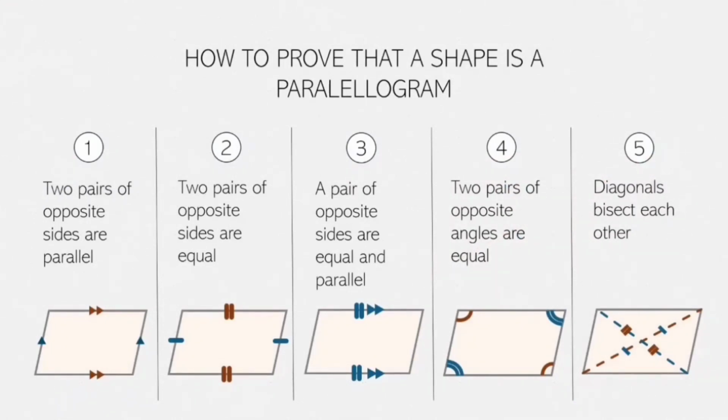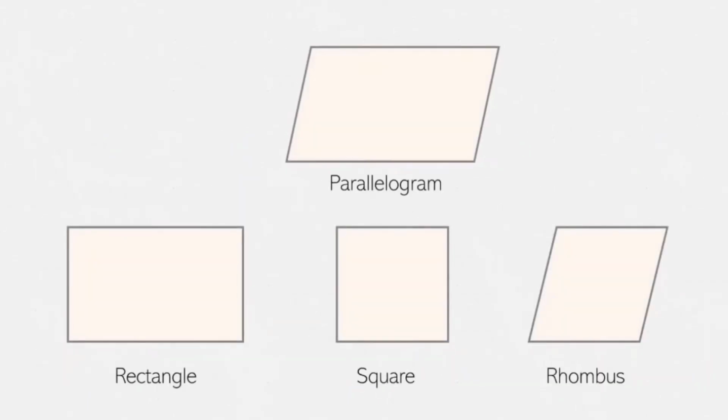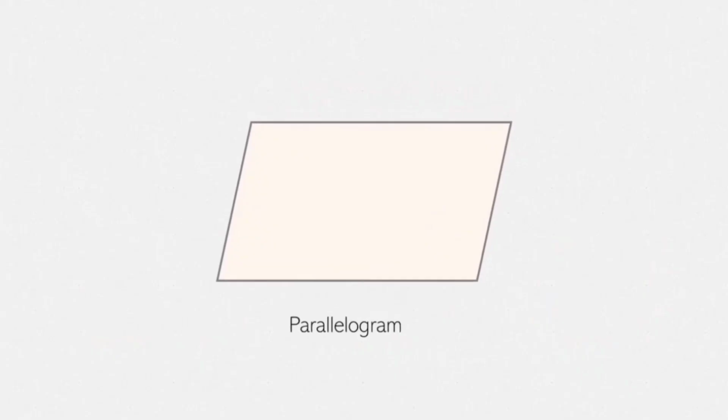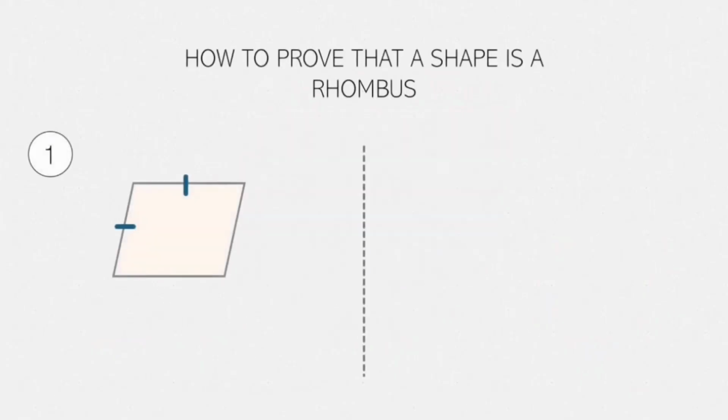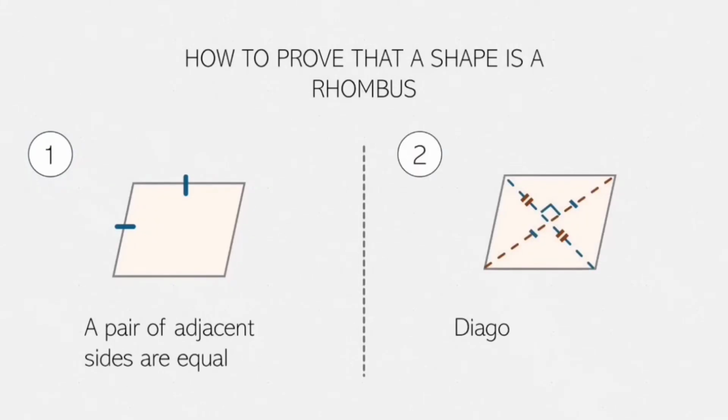It's one of the most important shapes to prove, because if you can prove something is a parallelogram, you can prove that it is a square, rectangle, or rhombus. For you to prove that a shape is a rhombus, you first have to prove it's a parallelogram, and then either one of these: you have to prove that one pair of adjacent sides are equal, or prove that the diagonals are going to bisect each other at 90 degrees.